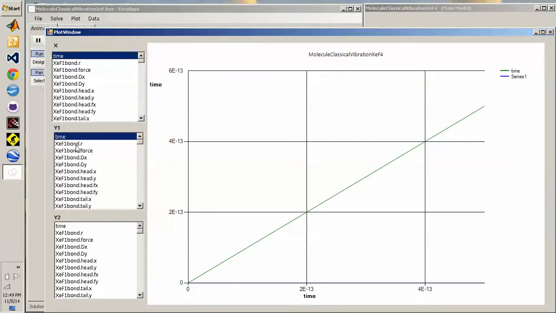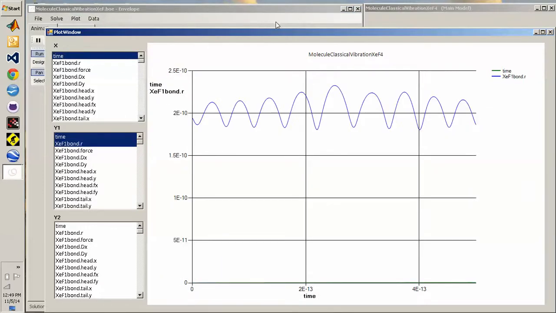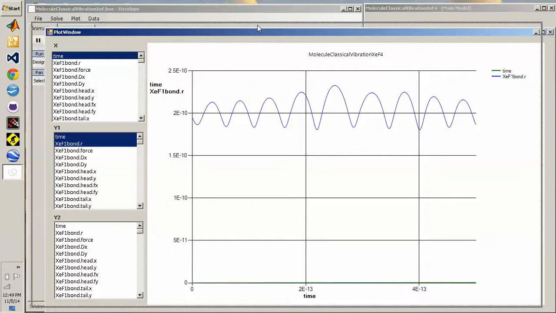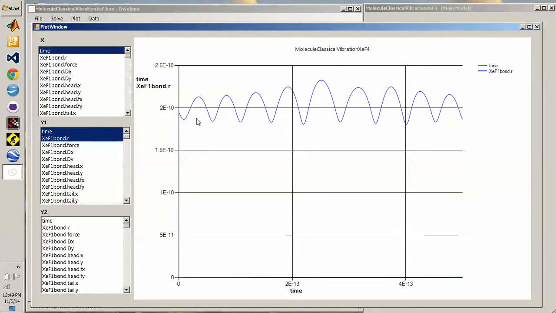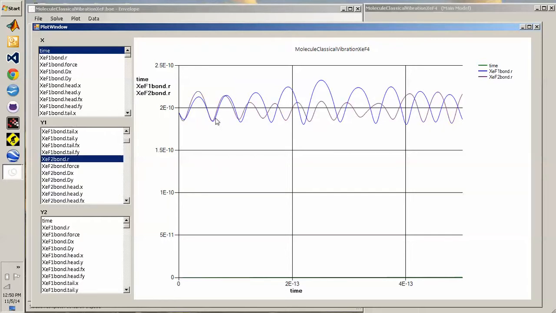If I plot one of the xenon fluoride bonds versus time, we're actually going to get a readout in femtoseconds here. We have maybe 4 oscillations in 200 femtoseconds. That's the radial direction, oscillation around an equilibrium position of about 2 angstroms. I can look at another xenon fluoride bond, and we see slightly different results. They don't behave exactly the same way, but they're kind of similar.